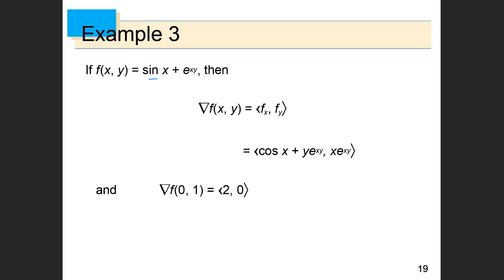This gradient was used, for example, for f(x, y) equals sin x plus e^(xy). You could determine the first partial derivatives. The derivative with respect to x was equal to cos x plus y e^(xy), and with respect to y, you got x e^(xy). So at the point (0, 1), you could determine the gradient vector, which should be (2, 0).